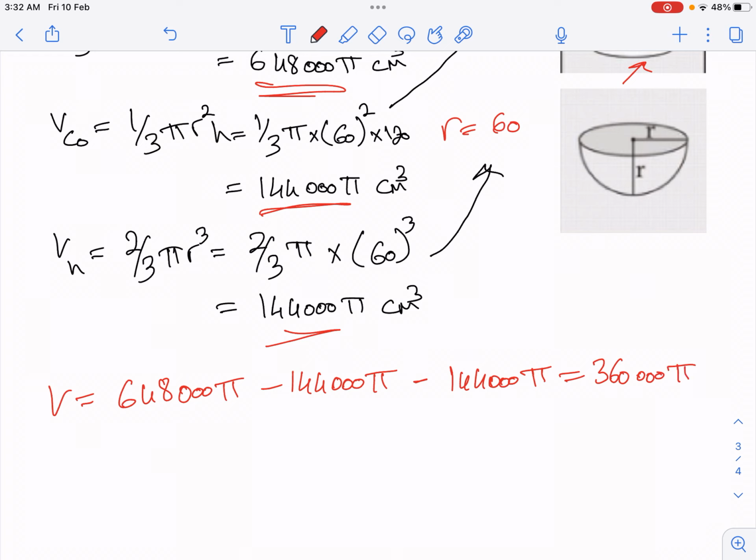pi centimeter cube. If we change this to cubic meters, we have to multiply by 10 to the power of minus 6. I'm using my calculator, it's going to be 1.13 meter cube. So this is the final answer. 1.13 meter cube is the volume of water inside the cylinder. Thank you for watching.